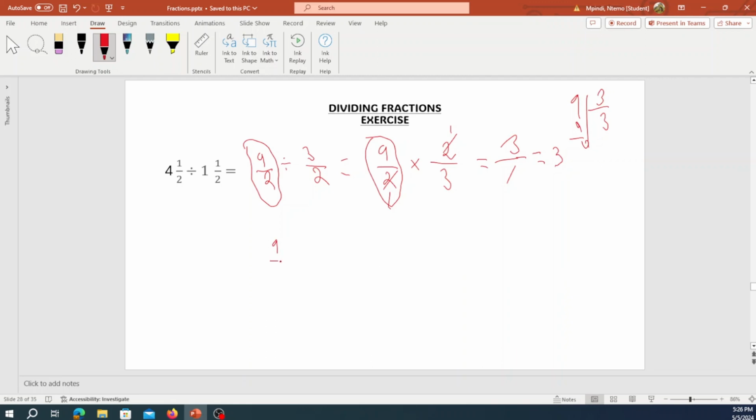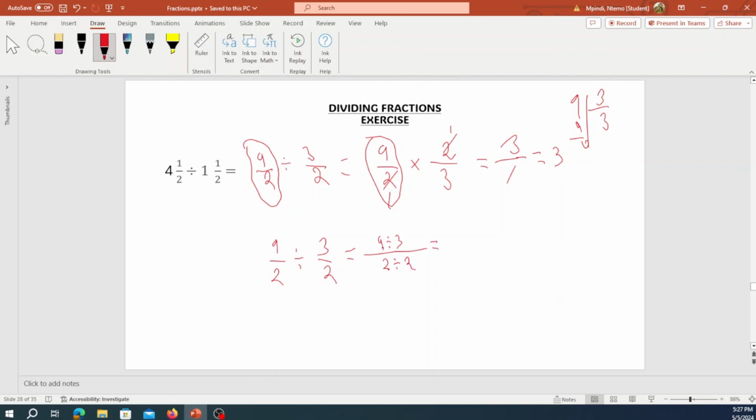9 over 2, divided by 3 over 2, right? Now be careful. 9 divided by 3, 2 divided by 2.